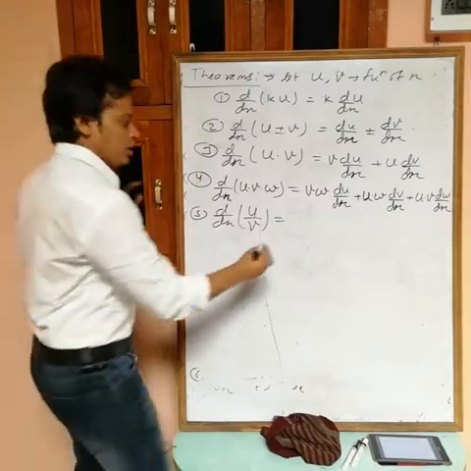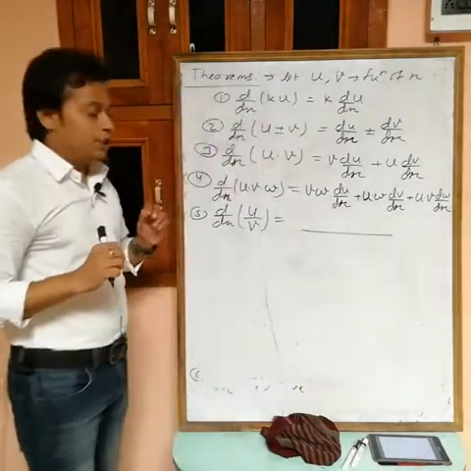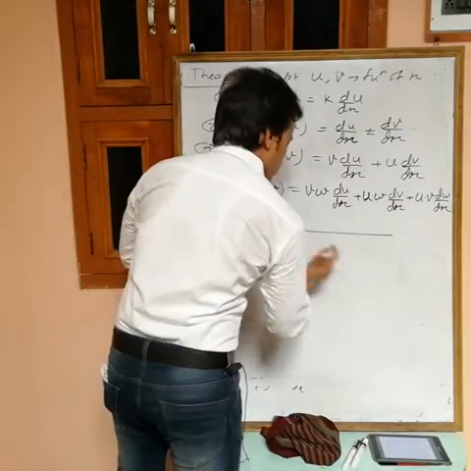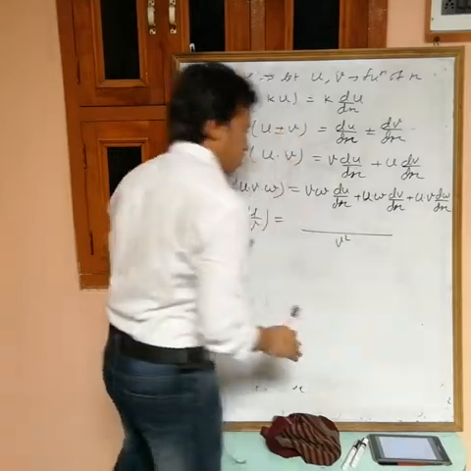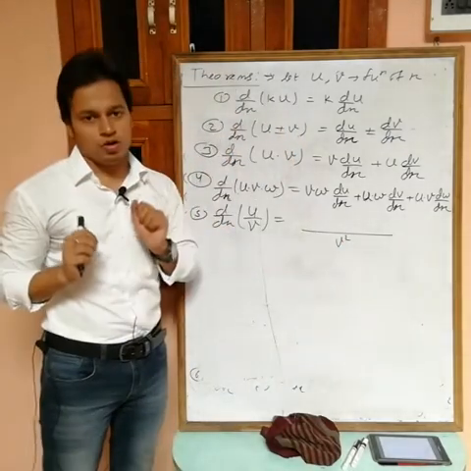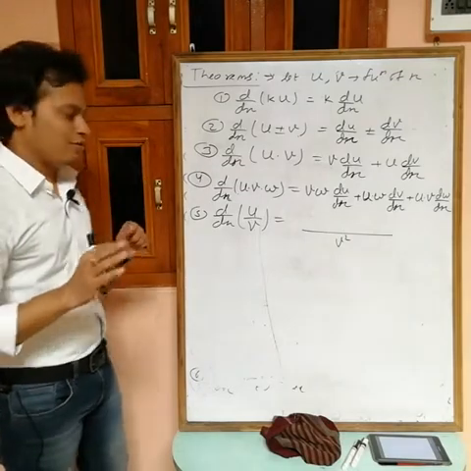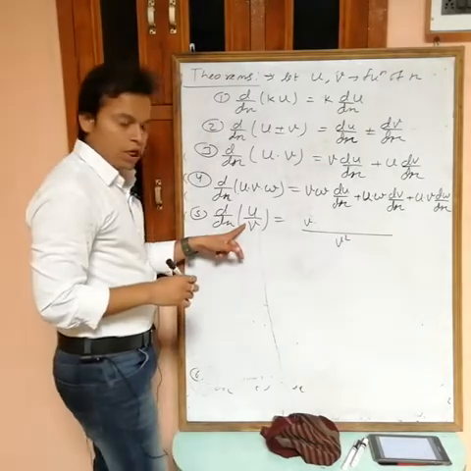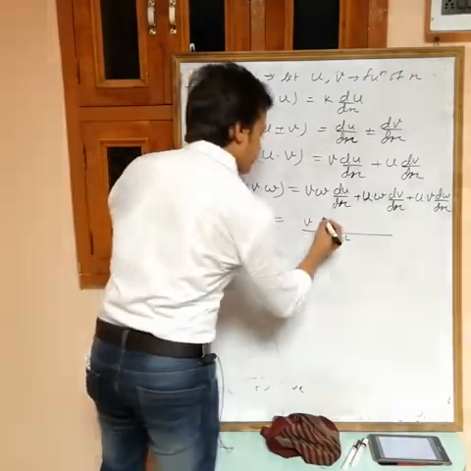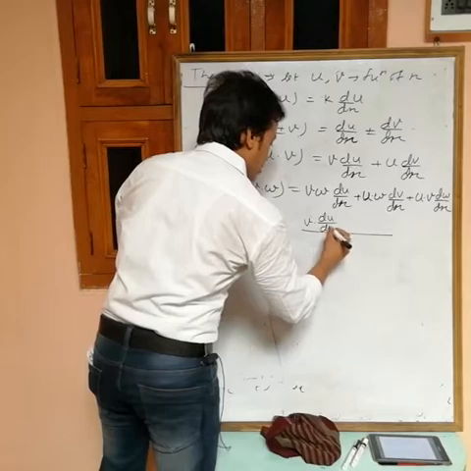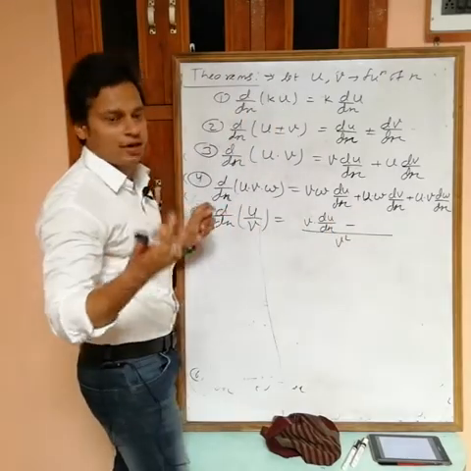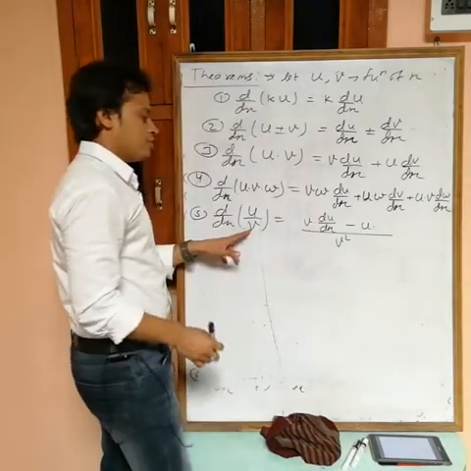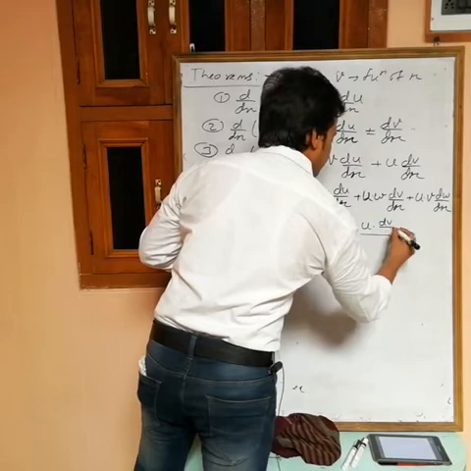And finally, if you have division of two functions, u by v, the differentiation of u by v is simple. Just remember a formula. To differentiate u by v, in the denominator write the square of the denominator, v square. Now what do we have in the numerator? The numerator is simple. First write the denominator v into the differentiation of the numerator, du by dx, then minus, remember minus, the numerator into the differentiation of the denominator. Okay, simple.